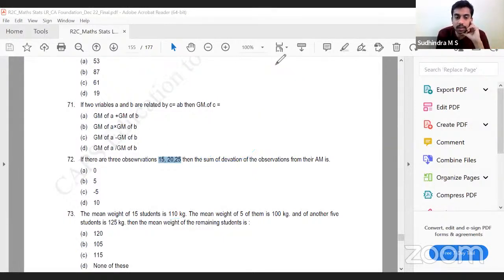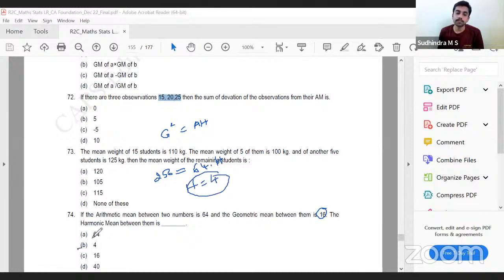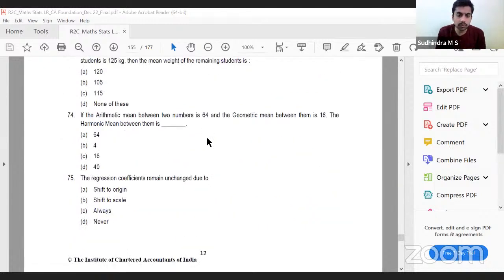Yes. Okay. Next one. If arithmetic mean between two numbers is 64, geometric mean between them is 16, harmonic mean between them is 4. We know that G square is equal to A into H. G is 16. 16 square is 256. A is 64 into H. Therefore, H is 256 divided by 64, which is 4. Simple. Last one.